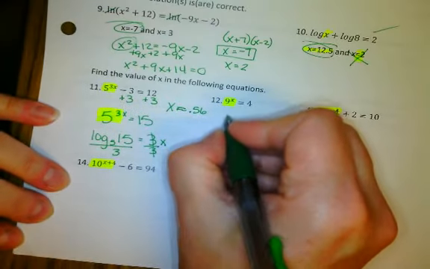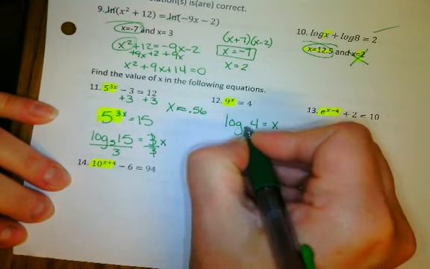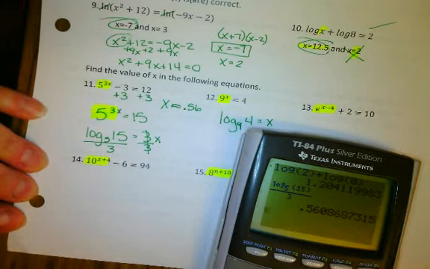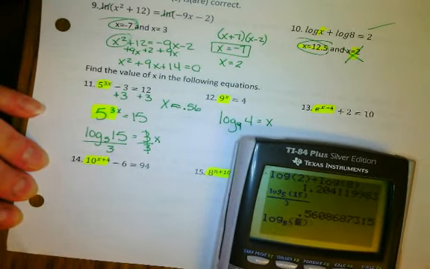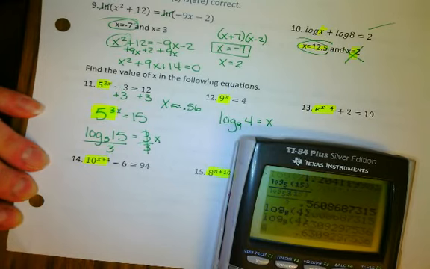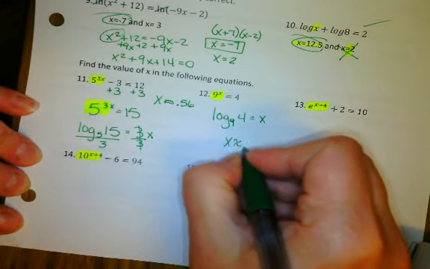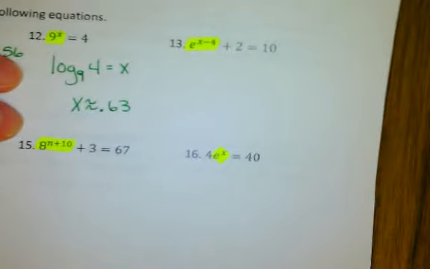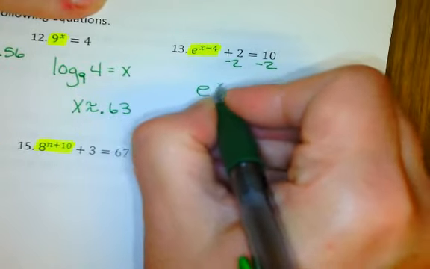Now this one is already by itself, so you could literally just type in the answer. Here you have log base 9 of 4 equals x. If you just type that in, you get 9 and then 4, and so x is approximately 0.63. Okay, now 13 is a little different because of that e, so I still want to subtract the 2 over like we always do.